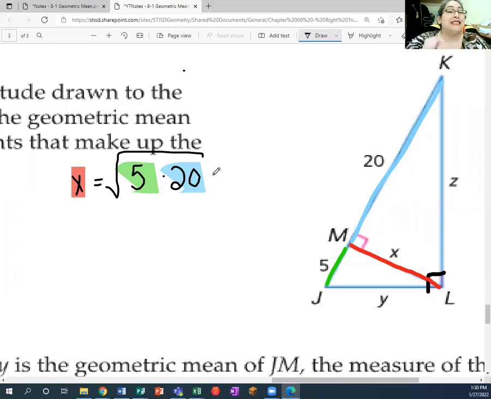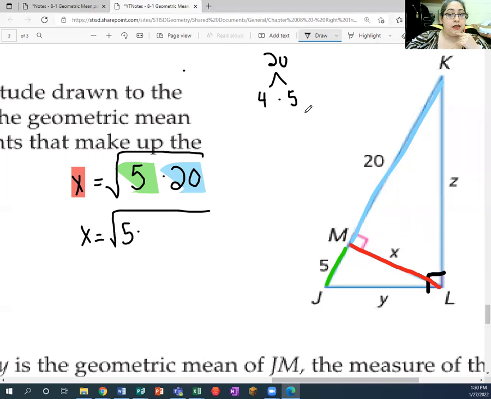Now I'm going to simplify this in order to solve for X. I'm going to think about the factors of 5. That's 1 and 5. Those are both prime, so there's no real way for me to help with that. So I'm just going to write 5. And now I'm going to think about the factors of 20. The factors of 20 are 4 and 5. Nothing more for me to do with the 5, but 4 I can rewrite as 2 times 2. So here are my prime factors of 20: 2 times 2 times 5.